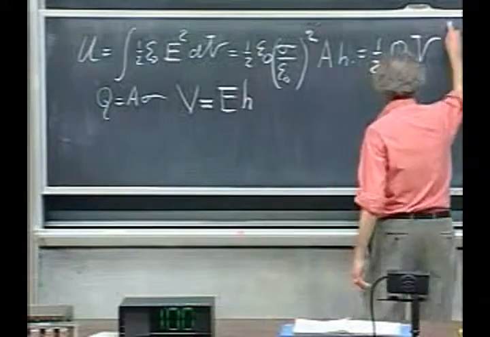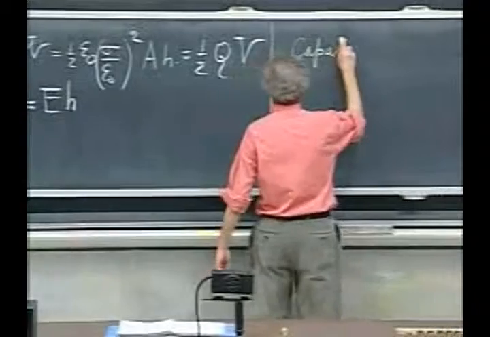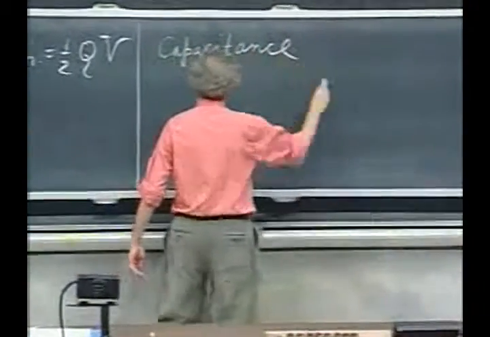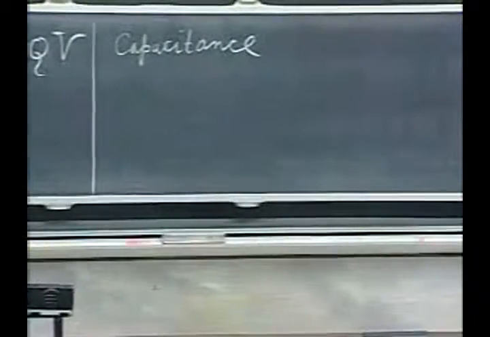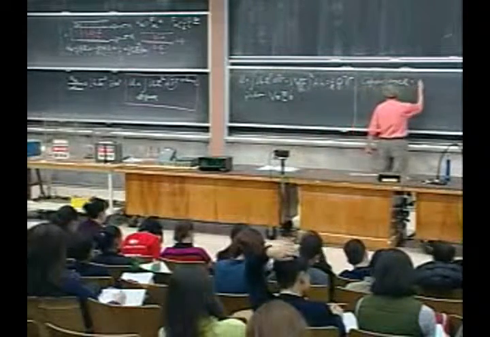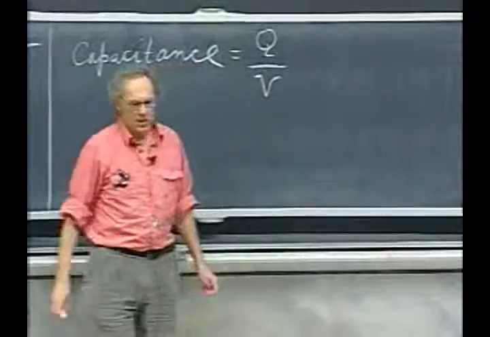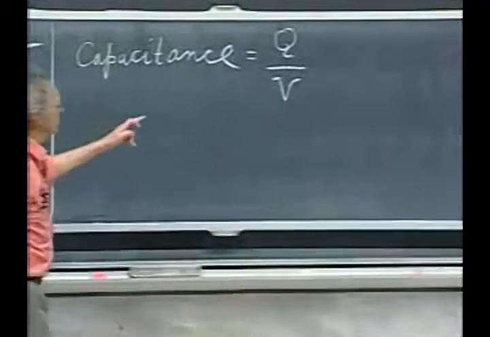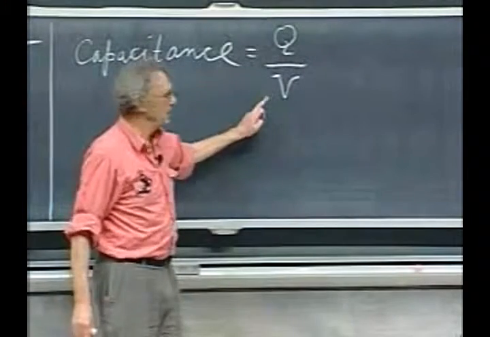Introduce something that we haven't had before, and that is the word capacitance. I will define the capacitance of an object to be the charge of that object divided by the potential of that object. And so the unit is coulombs per volt.